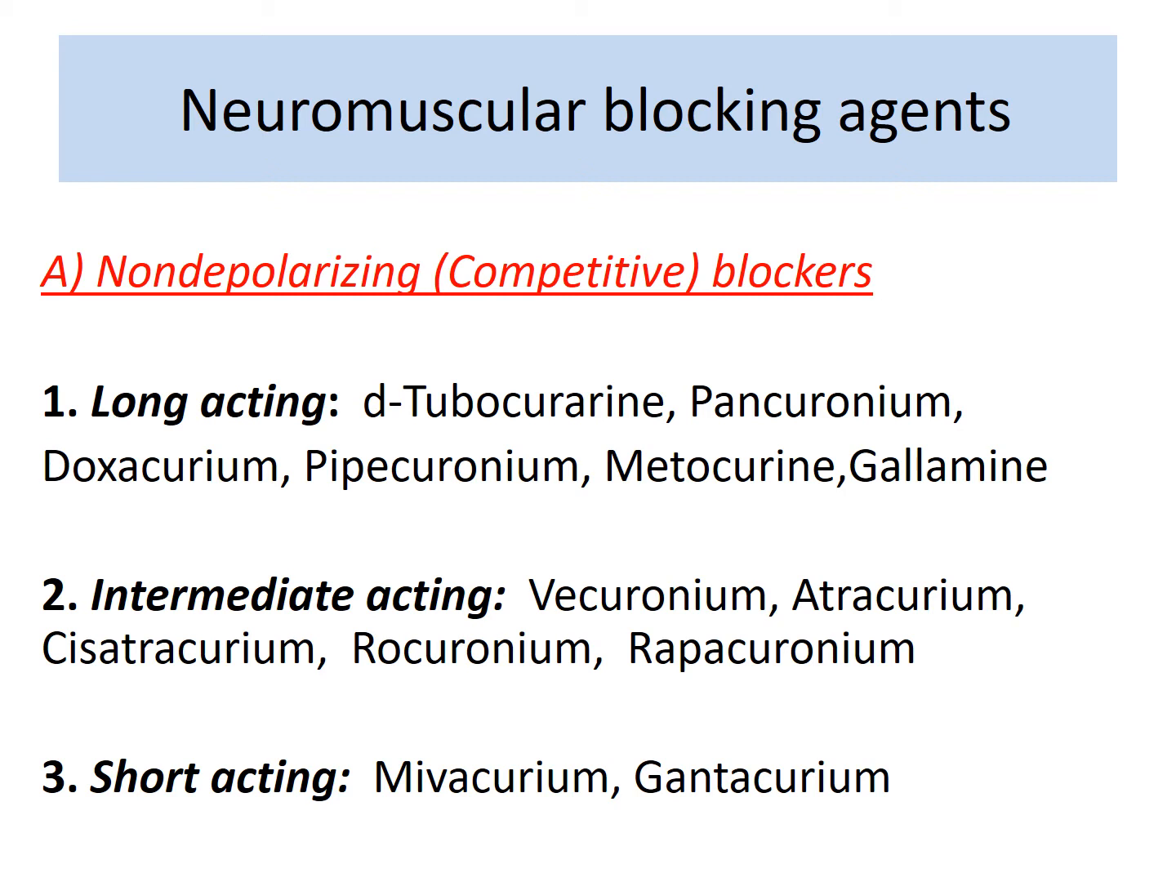They are further divided into three classes depending upon their duration of action. That means short acting, intermediate acting, and long acting. The first one is long acting. We have d-Tubocurarine, Pancuronium, Gallamine. And intermediate acting agents are Rocuronium, Atracurium, cis-Atracurium. And the short acting agents like Mivacurium.